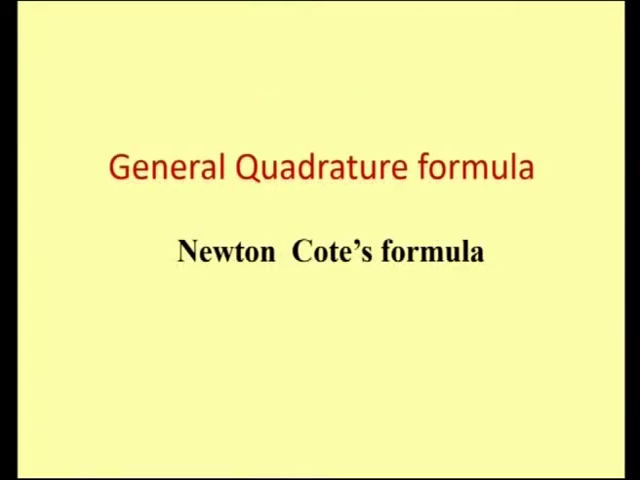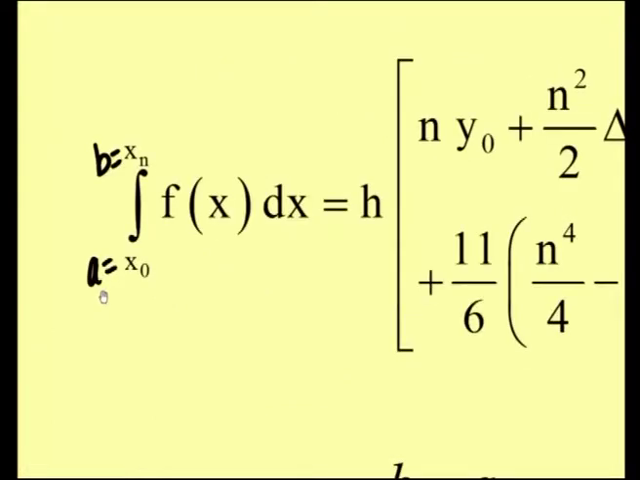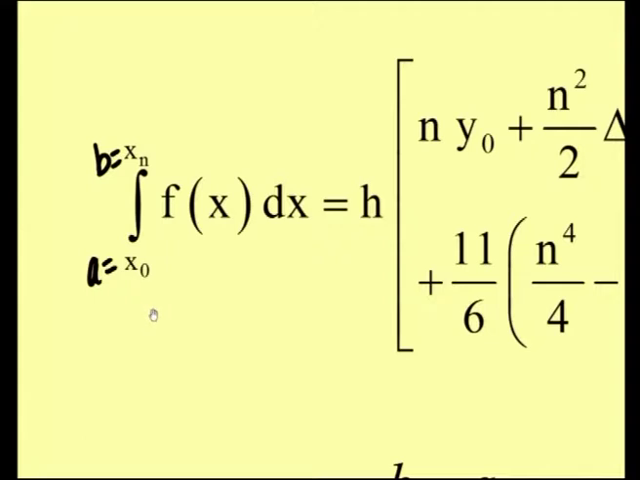First of all, a general quadrature formula for numerical integration is discussed, and from that trapezoidal rule and Simpsons rule will be derived. So, Newton-Cotes formula is the general quadrature formula for numerical integration. Newton-Cotes formula is given by integral a is equal to x naught to b is equal to xn. That is, the given interval a comma b is divided into n intervals starting with a is equal to x naught, then x1, x2, etc. up to the last point b is equal to xn.